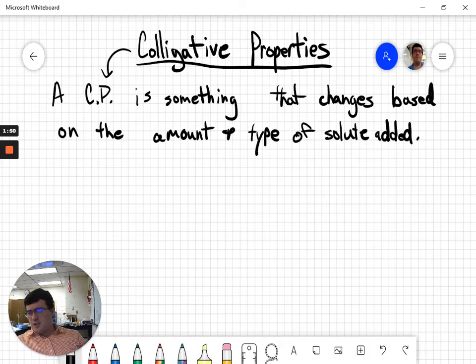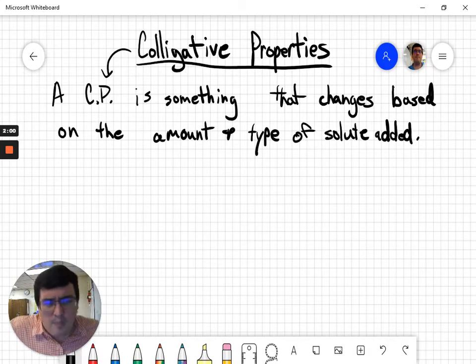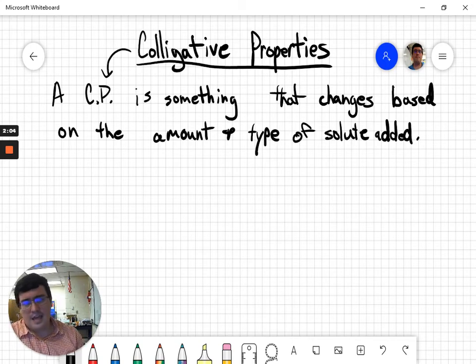Vapor pressure is another one. We don't really talk about vapor pressure much in chemistry. We very, very well could, but we don't. The two colligative properties that we talk about are the ones that you saw in that gizmo from yesterday. They are boiling point and freezing point.